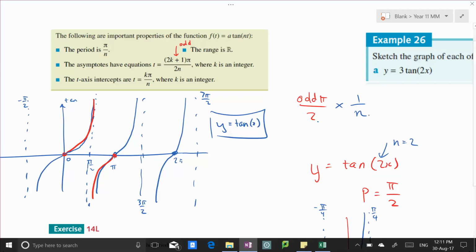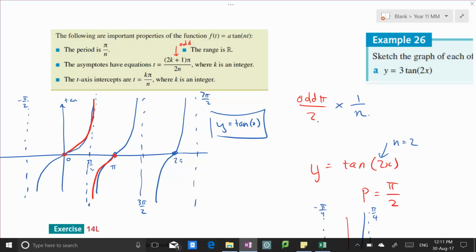Yes, Jamal? It says t-axis in this, not just x-axis. Which one? This one? Yes, this is your, yes, yeah. I don't know why they called it t-axis actually. It must be because of their own graphs, the way they drew it. But yeah, this is really just finding your x-intercepts.